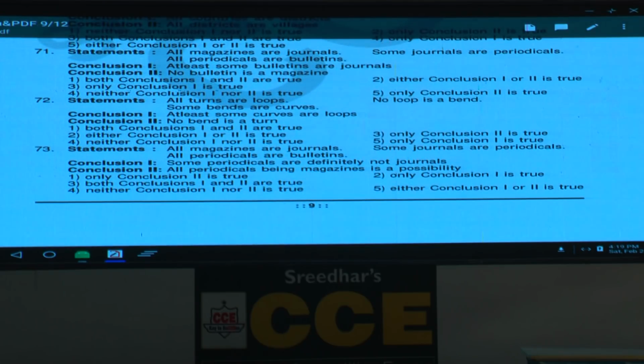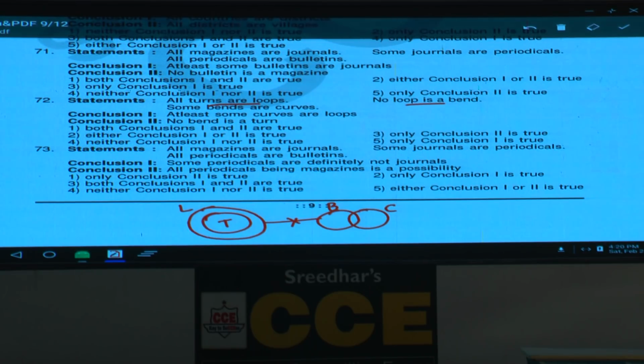Then 72. All turns are loops. All these turns are loops can be written like this. And next one, no loop is a bend, no loop is a bend means no intersection between loop and bend. All turns are loops, no loop is a bend, and some bends are curves. Some of the bends are curves can be written like this, bend and curve.